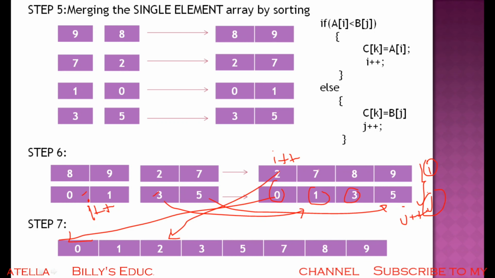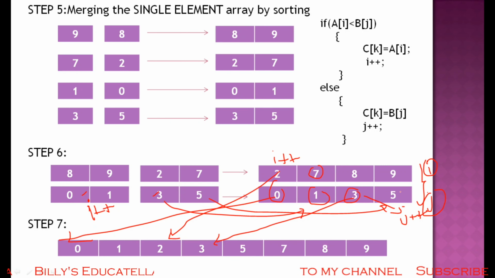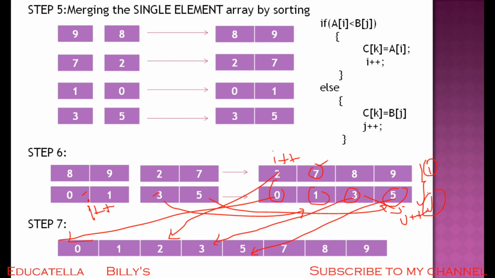When i is incremented, 7 and 3 will be compared. 7 is greater than 3. So 3 is put into the array and j plus plus. Here j plus plus occurs. So 5 is compared with 7. So 5 is less than 7. So 5 is put into the array. Next, as this whole array is sorted and merged into the temporary array, this array consists of the remaining elements 7, 8, 9. So these elements are copied into the temporary array directly.